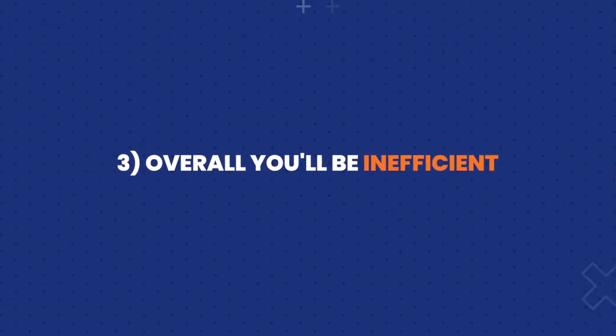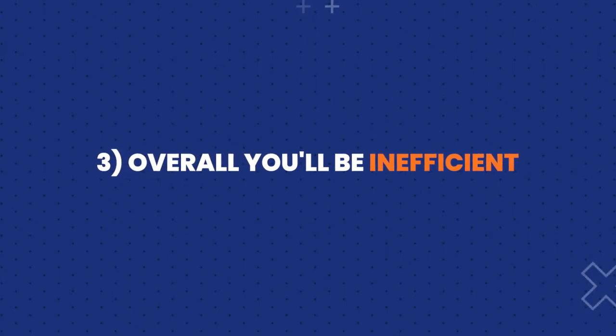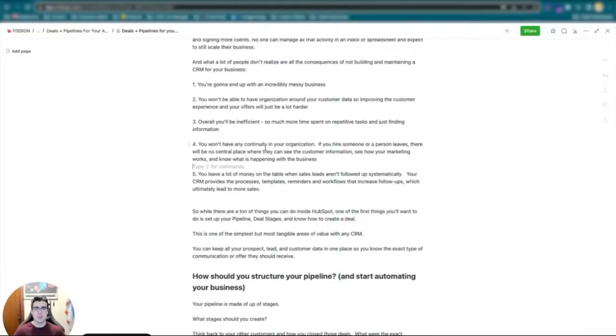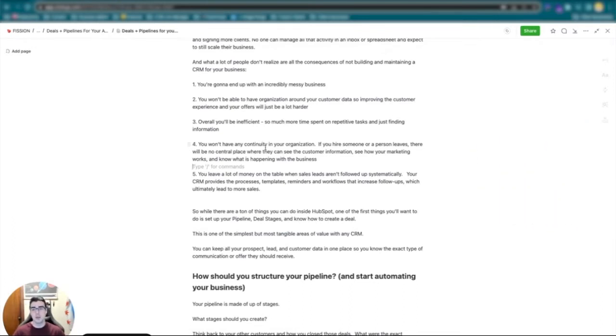Next, overall, if you don't have your pipeline and your deal stages set up, you're just going to be much more inefficient. You'll be spending a lot more time on repetitive tasks and just finding information. You don't want to receive an email and then spend the next half hour finding information, digging through a bunch of documents in Google Drive or something like that, when it could just be in one place.